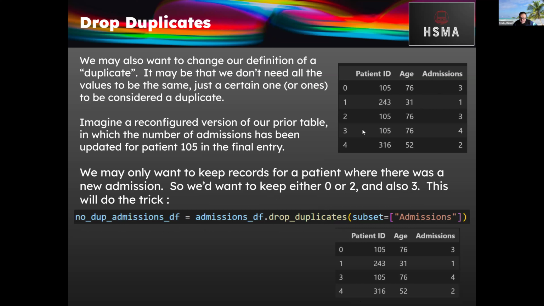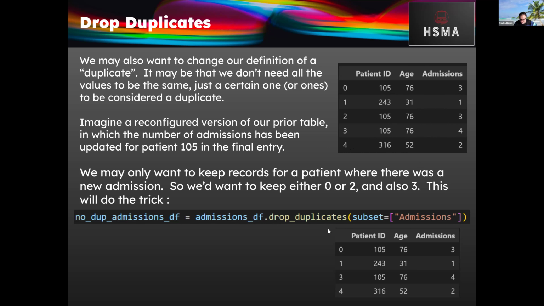So let's imagine a slightly altered version of the previous table. We've still got patient 105 appearing in 3 entries, but this time, in the third entry for patient 105, their admissions has gone up to 4. What we might want to say is, okay, we want to remove any duplicate entries that relate to the same admission. So we only want to keep things where the number of admissions changes, so one entry per number of admissions. And we can do that really easily as well. This piece of code here will do the trick.